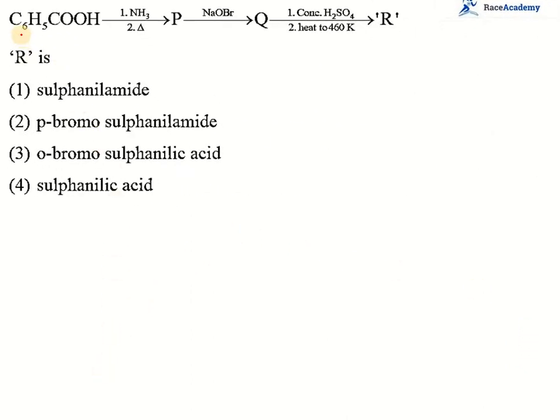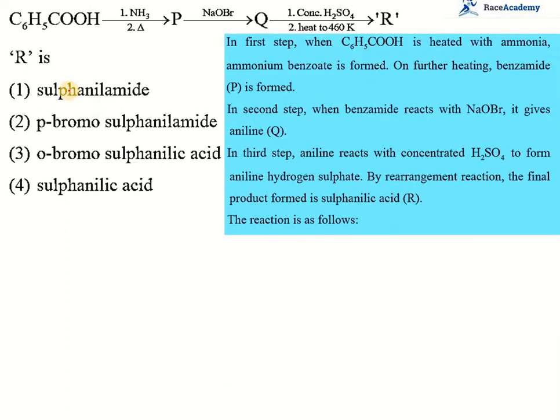Next question. Benzoic acid gives P, gives rise to Q, gives rise to R, like that arrow mark. We have first stage with ammonia, second stage with sodium hypobromite, third stage with conc. H2SO4 heating up to 460 Kelvin. So finally, what is the R in the conversion? That is the question. The first step, what happened with ammonia, ammonium benzoate formed. Upon heating, benzamide will be formed, that is P.